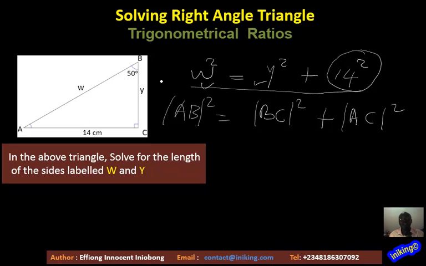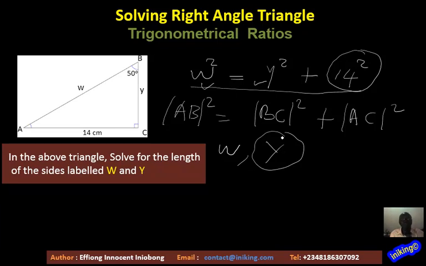I look at this, I've been given one of the angles, 50 degrees. Immediately I say, okay, out of the three trigonometric ratios, which one am I going to use? First, I have to decide between W and Y. Which one do I look out for first? I say, okay, let me find Y first. That's my own decision. You can decide to find W first. It doesn't make any difference.